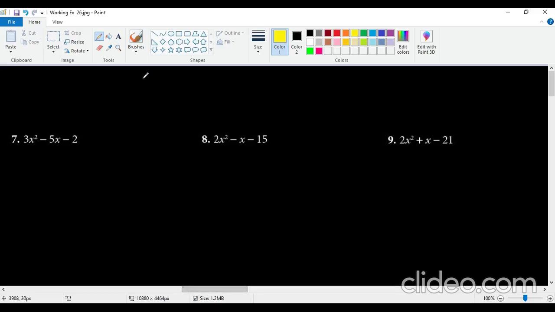In question number 7, you can see it is 6x square, the product of which is negative 6x square. So we'll factorize in such a way to get minus 5x. For question number 7, I see that 6 times 1 is 6, and minus 6 and plus 1 is going to give us a minus 5. So 3x square will be written as it is, minus 2 will be written as it is, and minus 6x and plus 1x is going to be written this way.